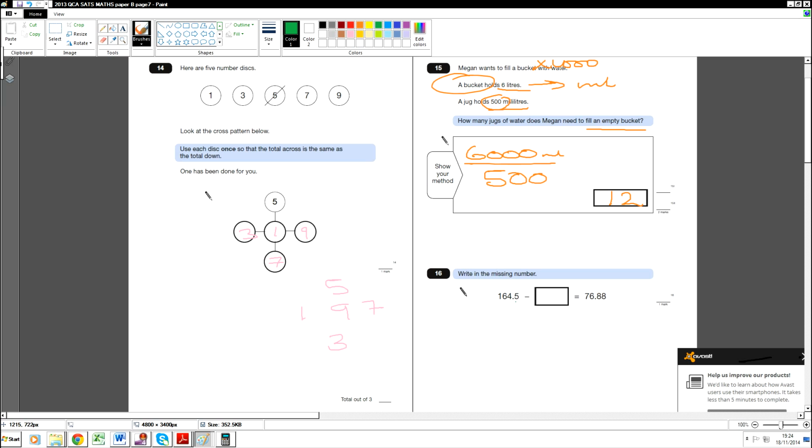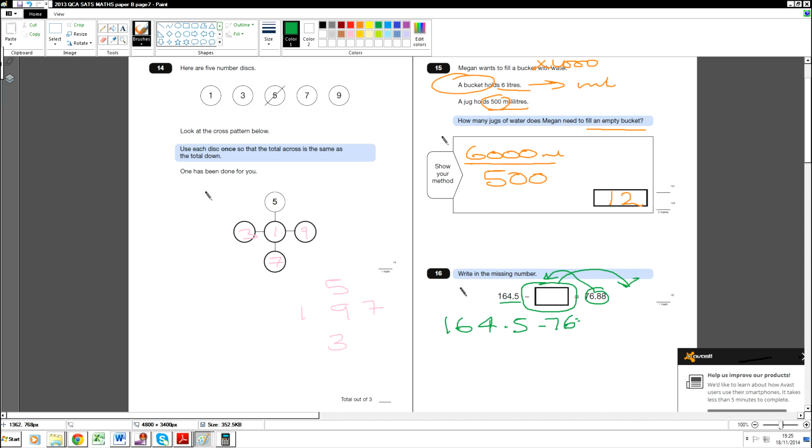Write in the missing number. So this number, take away this missing number here, will give you 76.88. Now, if you want to work out that question, what can we do instead? We take this bit over here, and we take this number over there. So the calculation will now look like 164.5. This is plus, by the way, it becomes minus when you throw it over.